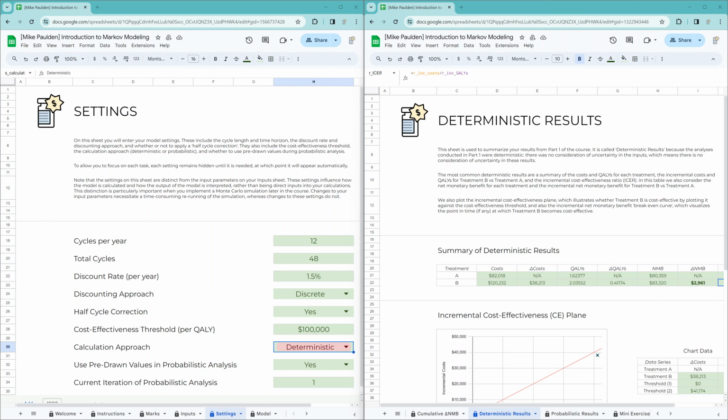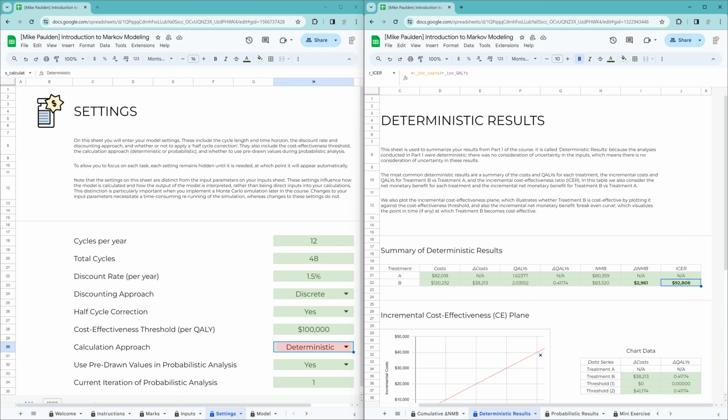So what I'm doing in this very short video is I have manually overridden the calculation approach to deterministic. And I'm just showing you on the right what happens to the deterministic results when we do that. So the actual true deterministic results, when we have a willingness to pay threshold of 100,000, when we have 48 cycles instead of 60, we have an ISA of $92,808 for treatment B and a positive incremental net monetary benefit. So treatment B is cost effective in the deterministic analysis.